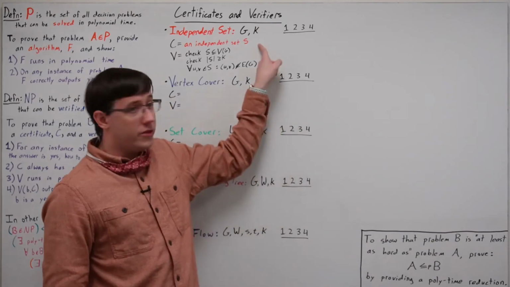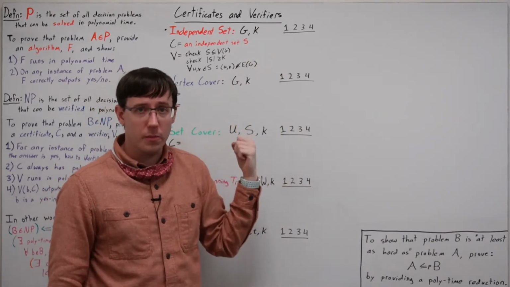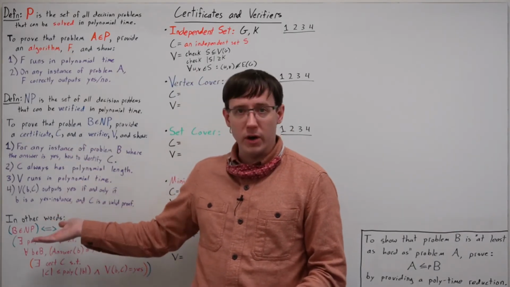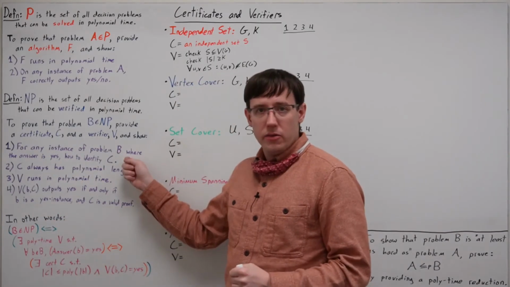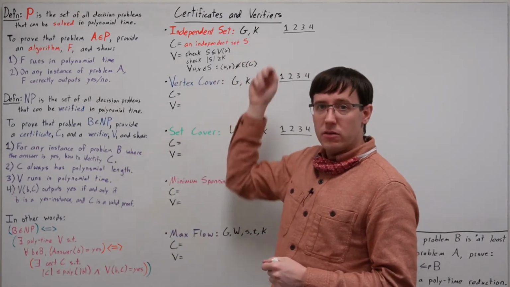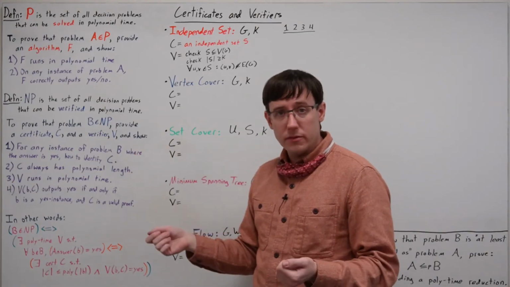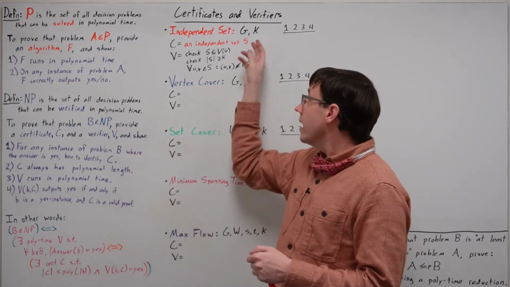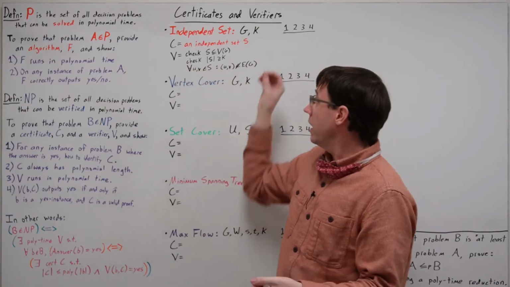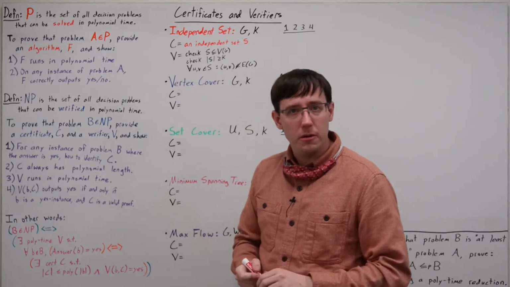So, for this proposed certificate and verifier algorithm, we can ask, does it meet all of the criteria? Is it the case that whenever the answer on the problem was yes, there is a certificate? Well, yes. If the answer was yes, then the graph has some independent set of size k, and so we could write down that set as a certificate.